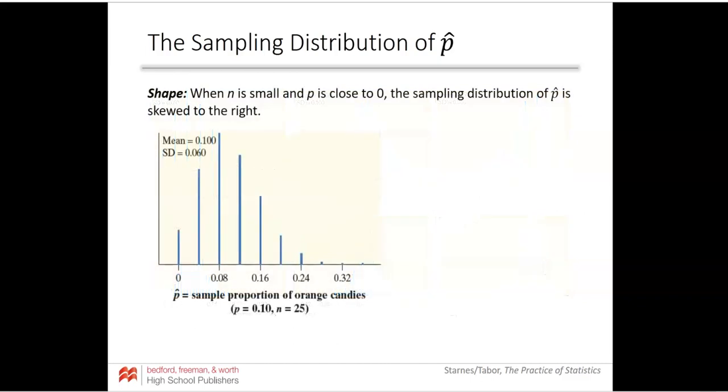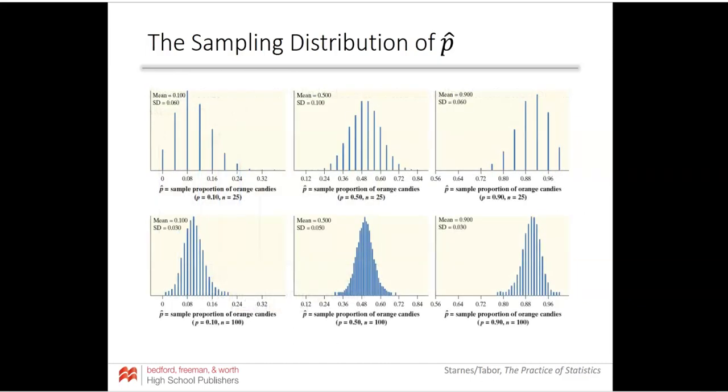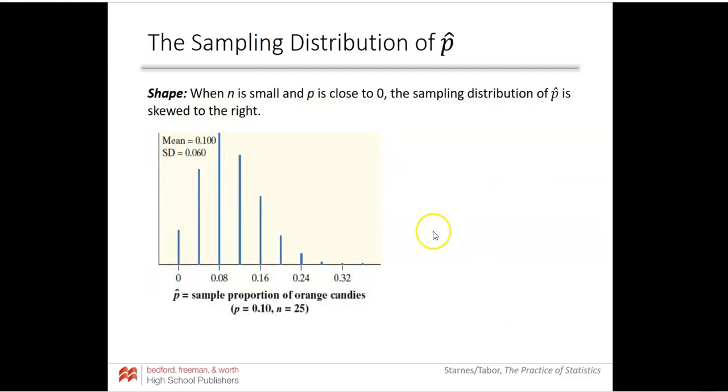And then here on the right, when the sample proportion is 90% or 0.9, we don't have much room on the right, so it's typically going to be skewed left. It does depend a little bit on standard deviation. On the bottom compared to the top, the standard deviation is about half as big. So it's not quite as skewed right on the bottom left, and not quite as skewed left on the bottom right, but it still probably is skewed a little bit.